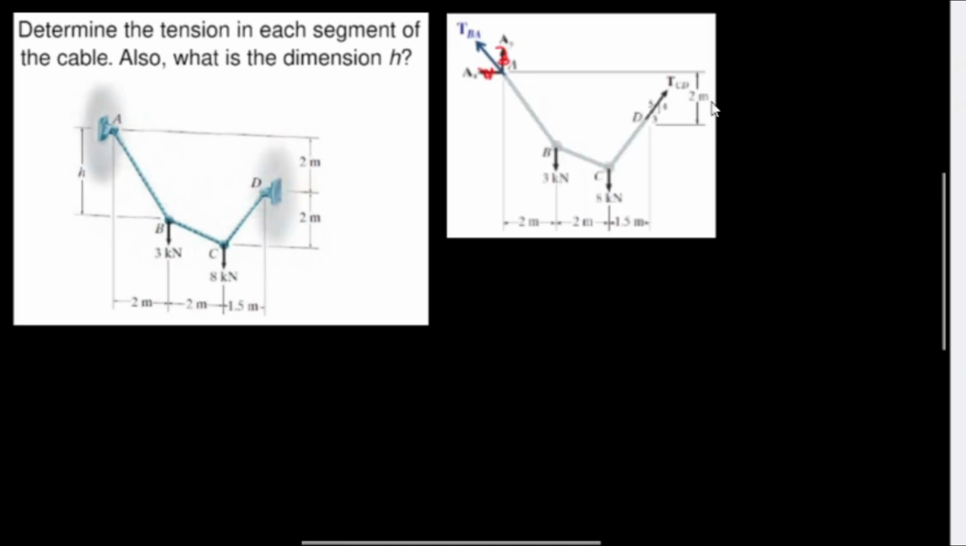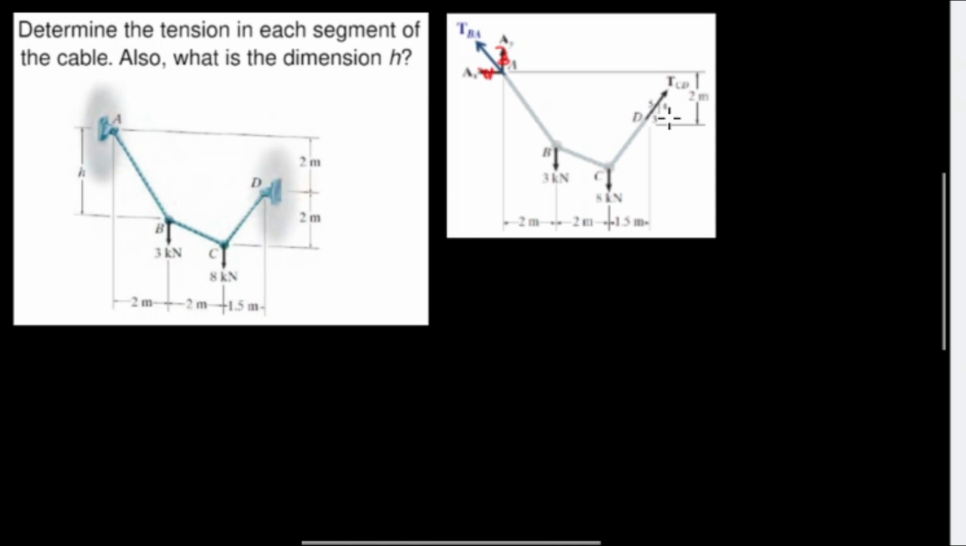For the support at A, we have two reactions. We have TBA, the tension of cable BA, and at point D, we have tension CD. We will be using summation of moment at point A to find the value for TCD.